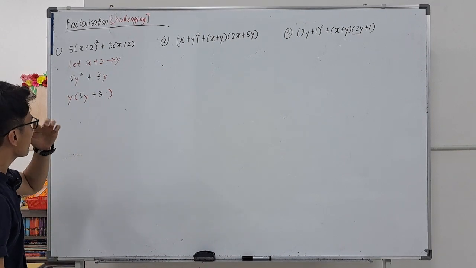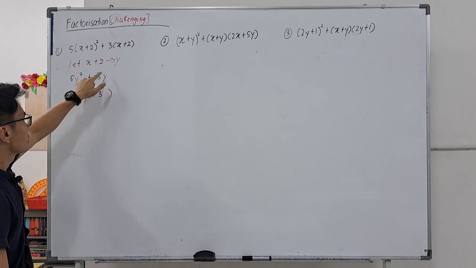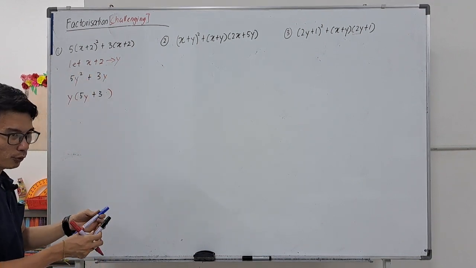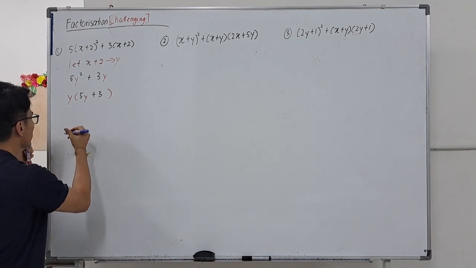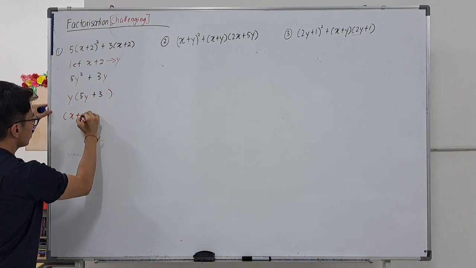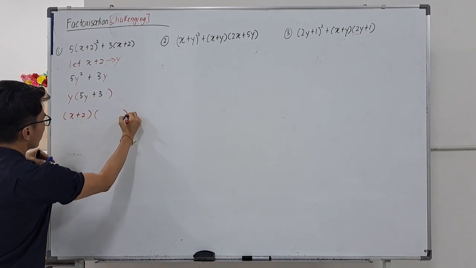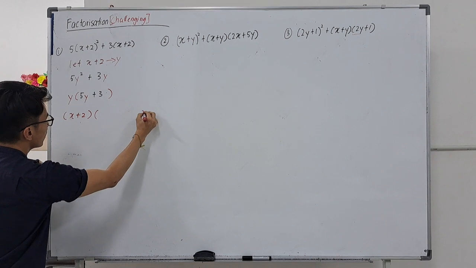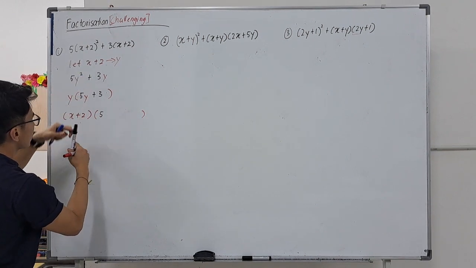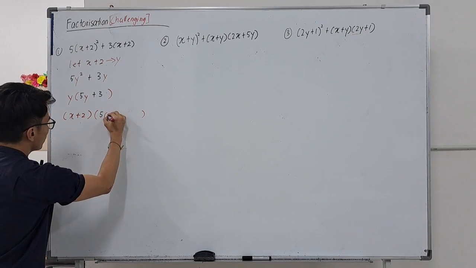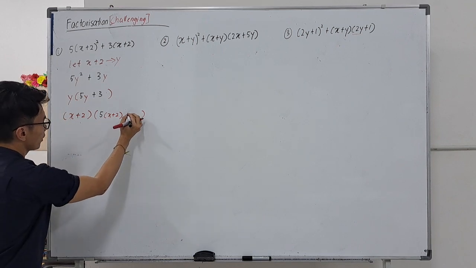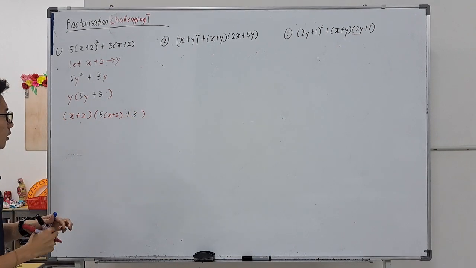Am I done over here? Almost. The original question does not have y, so let's open up what this y is. This y is x plus 2. Let's fill in all these y's. This y is going to be x plus 2, and then, oops, let's put a bigger bracket, and then I have my 5y, that's going to be another x plus 2, and I have this guy over here, plus 3.